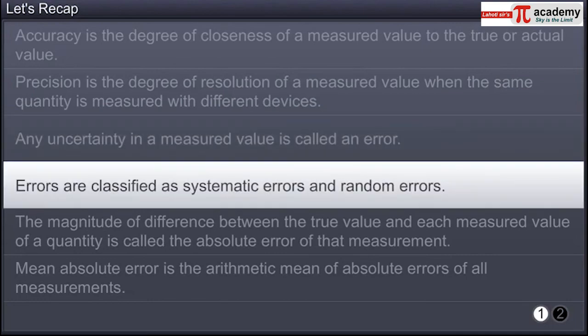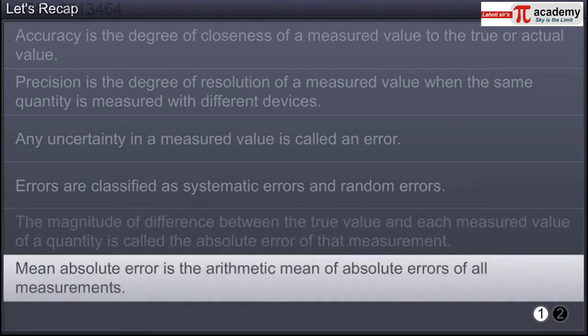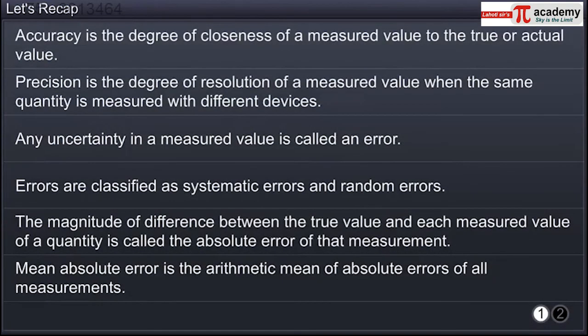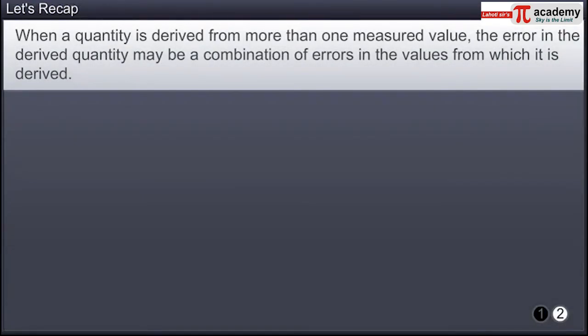Errors are classified as systematic errors and random errors. The magnitude of difference between the true value and each measured value of a quantity is called the absolute error of that measurement. Mean absolute error is the arithmetic mean of absolute errors of all measurements. When a quantity is derived from more than one measured value, the error in the derived quantity may be a combination of errors in the values from which it is derived.